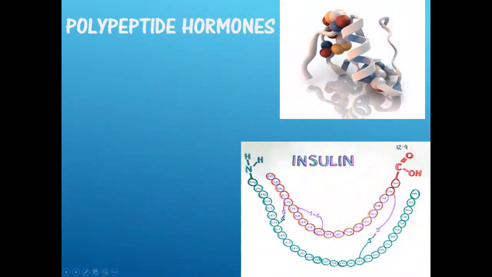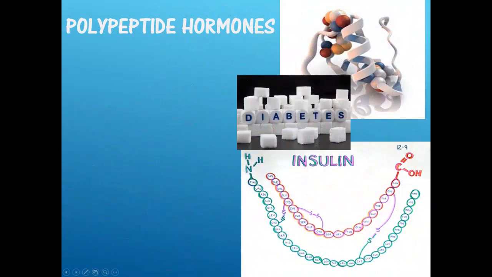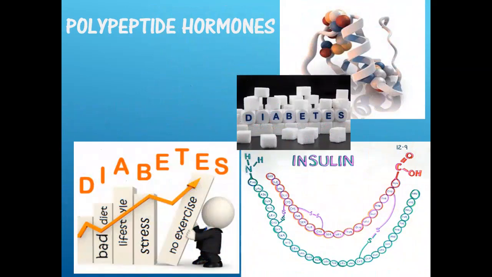All right. Our third category is the polypeptide hormones, proteins. Insulin's the big one here. It's just showing you, remember the amino acids, alpha helix. All right, and yes, of course, insulin is related to diabetes, digestion.